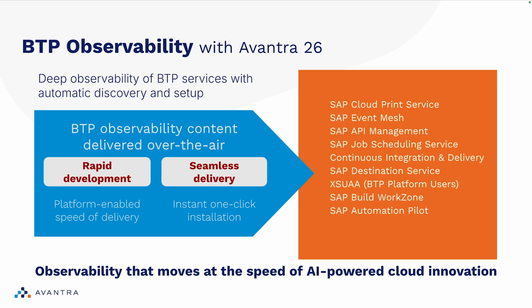With Avantra 26, we're bringing deep observability of BTP services with automatic discovery and setup. Everything you see in this orange box on the right will be available with the launch of Avantra 26. And the real good thing, and what makes it really powerful, is that this BTP content is delivered over the air, which means we can maintain and extend this content independently from the core Avantra release. No upgrade is required. You get instant, one-click and rapid updates, observability that moves at the speed of cloud innovation.